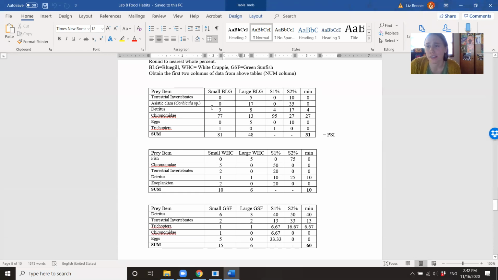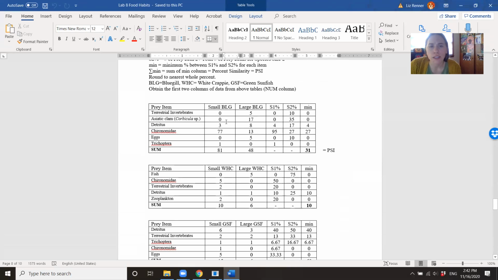So that's where we are getting the num values for this table. Basically, out of our small bluegill, 0 of them had terrestrial invertebrates, 5 of them in the large bluegill did. So using those same numbers from up above, we get an S2 of 10 here versus 0 and 35. We're going to minimize that to 0.